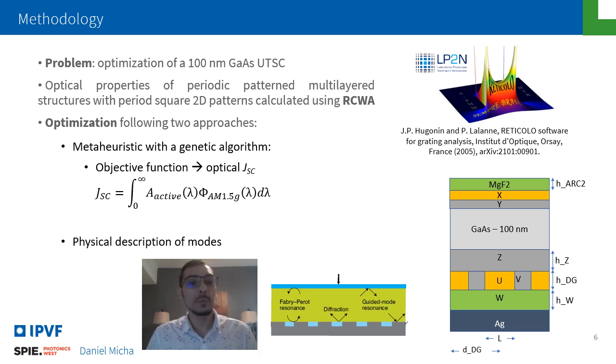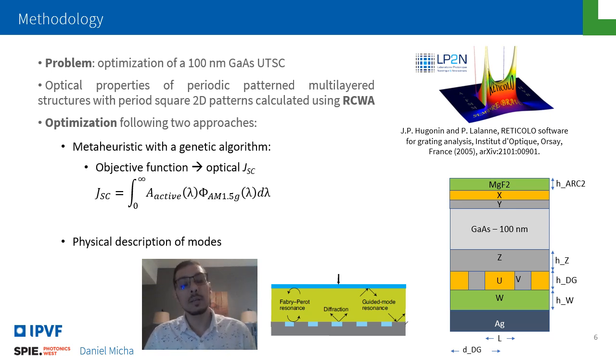Our problem here is to optimize the optical structure for a 100 nanometer gallium arsenide ultra-thin solar cell. And I'm showing you here two different ways that we use to do that.